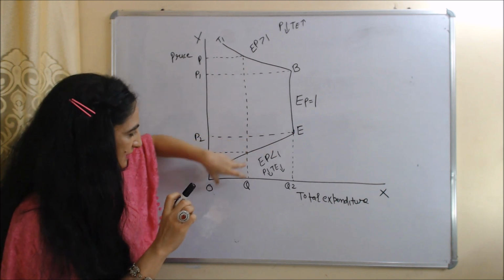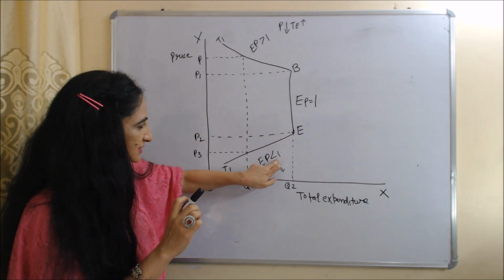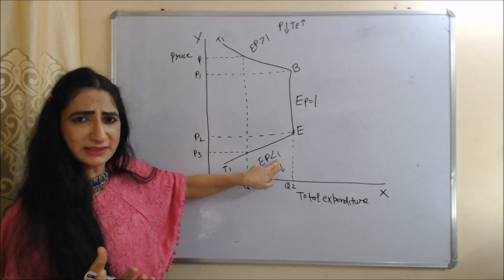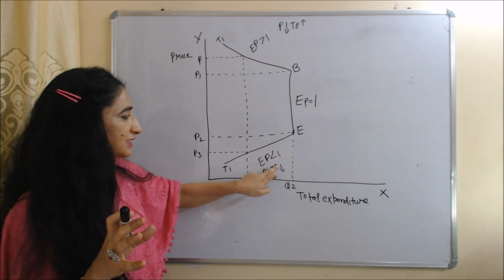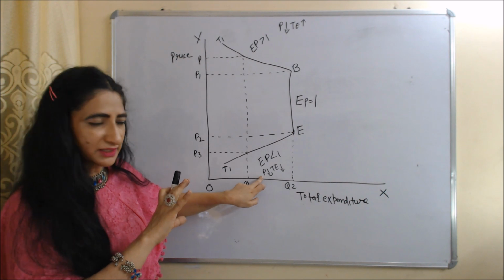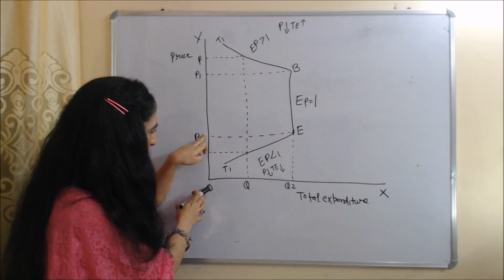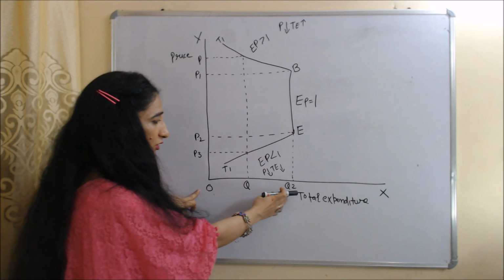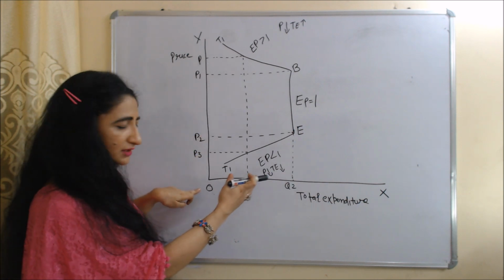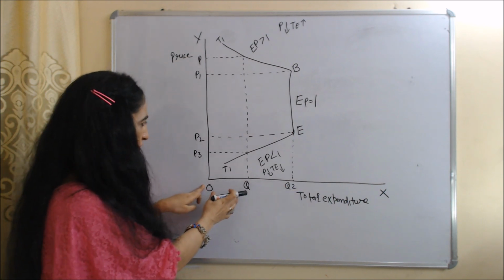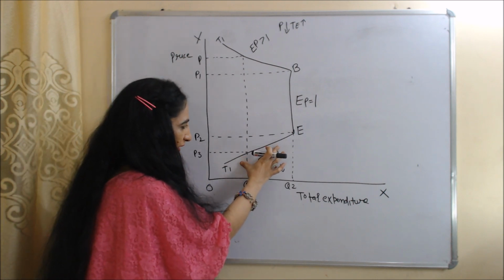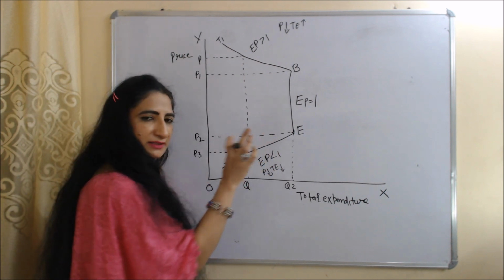And this part, T1E, represents price elasticity of demand is less than 1. When price elasticity of demand is less than 1, or we can say that when demand is inelastic, in such a case, reduce in price will lead to reduce in total expenditure. Here you can see, when price is OP2, total expenditure is OQ. But as price reduced from OP to OP3, our total expenditure reduced from OQ to OQ. So here you can see as price reduced, total expenditure also reduced. So this part represents price elasticity of demand is less than 1.